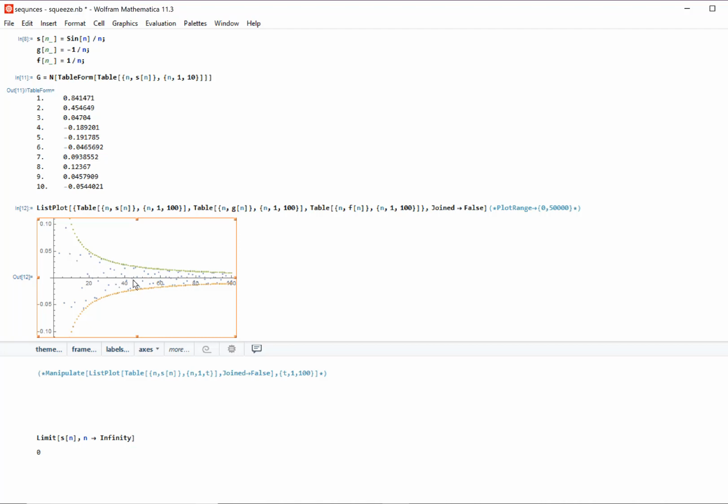So sine n over n is also approaching 0 because it is bounded by 1 over n and negative 1 over n. So that's the squeeze theorem, this sandwich lemma. I guess the squeeze name also makes sense. Okay, all right, so I showed you only a couple of easy examples. In the next video I will show you real hard sequences where finding the limit directly is difficult, but instead we use the squeeze theorem.